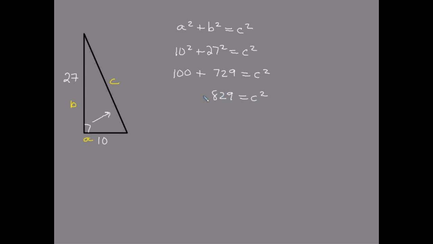Now to solve for C, I'll need to take the square root of both sides. So the square root of 829 is equal to C. Now I need to figure out if 829 is reducible. It does not divide by 3 or 7 or 11 or 13.